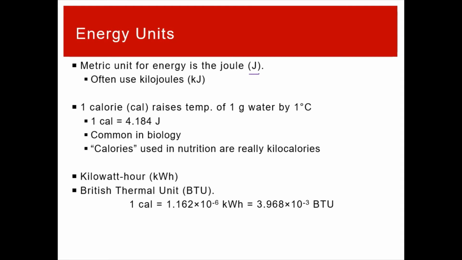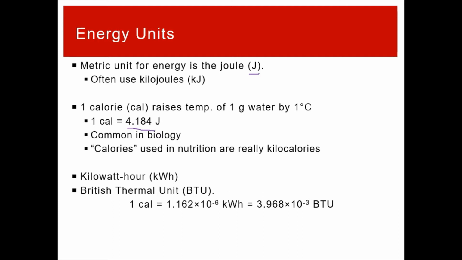You may be familiar with a calorie. A calorie is kind of the standard customary unit for energy. It's the amount of energy required to raise the temperature of 1 gram of water by 1 degree Celsius. So 1 calorie is bigger than a joule. It's 4.184 joules. That is a customary to metric conversion. The one is exact, 4.184 is approximated. This is more common in a biological context. We don't use it as much in chemistry.